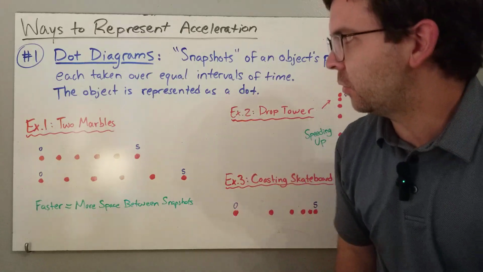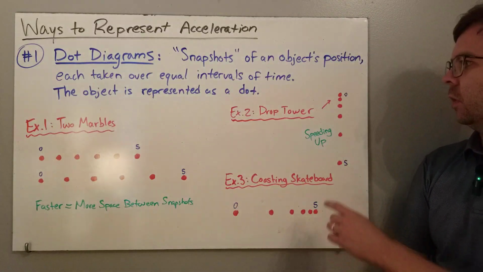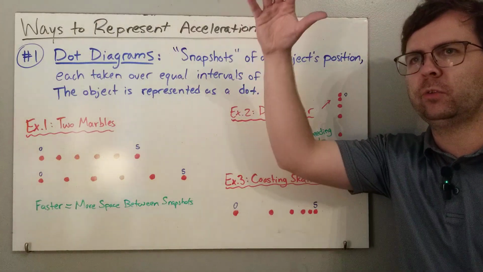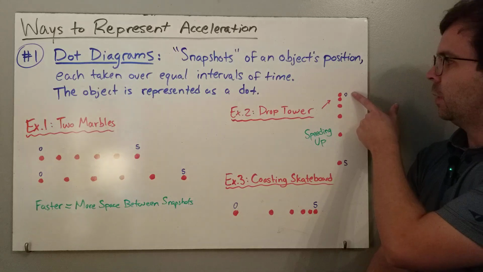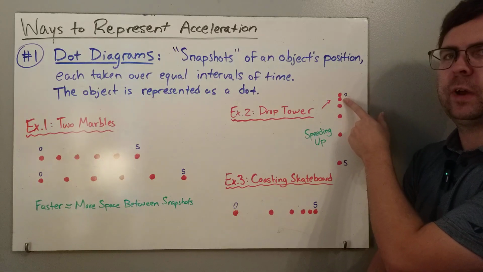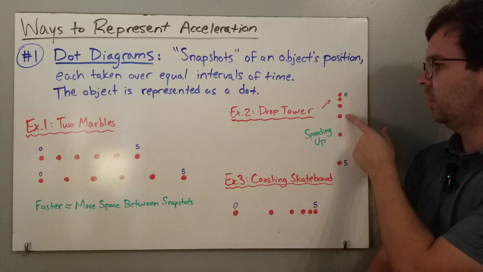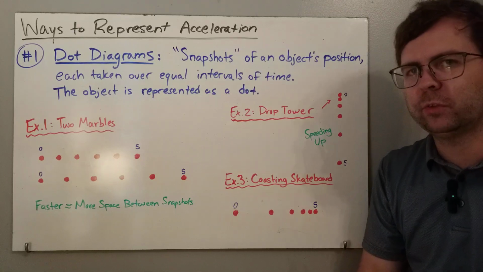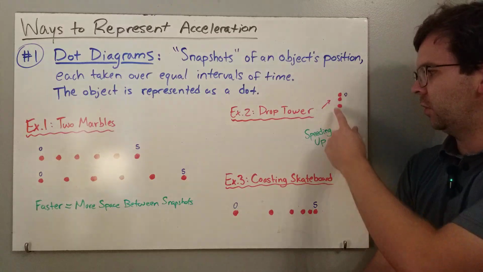snapshots. Second example of a dot diagram is, let's say you're going on one of those drop towers, like the carnival, they raise you up and then drop you. So you start up here at the top at time 0. You start falling, you don't move very fast in the first second, you go a little faster, faster, faster, so you're increasing how much distance you're covering each second, so you're getting faster and faster.